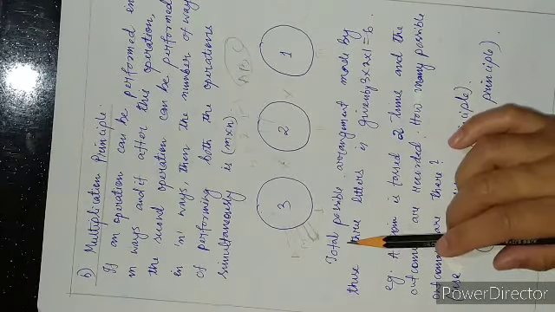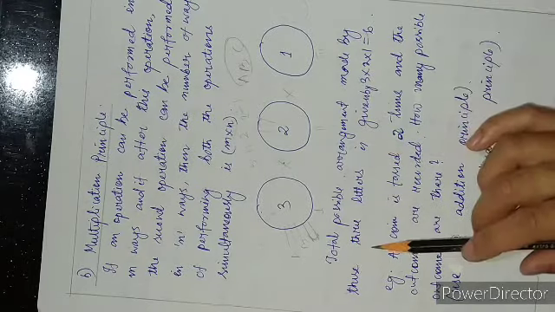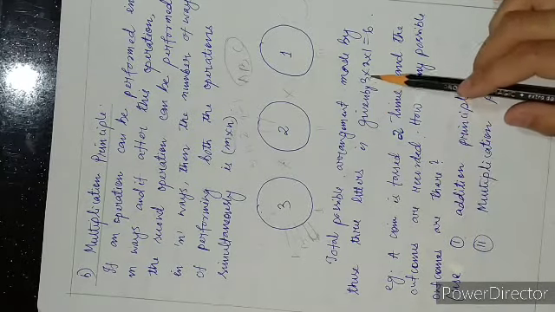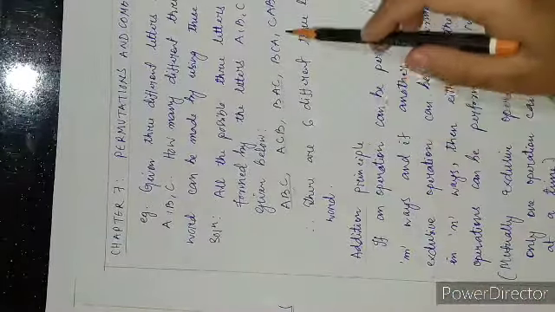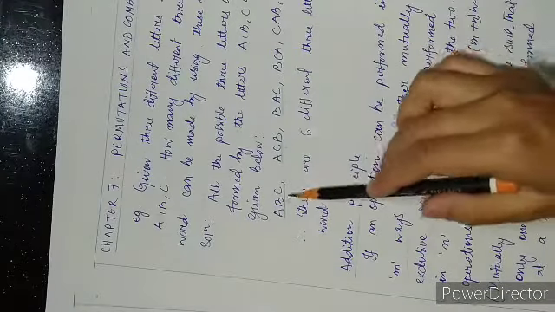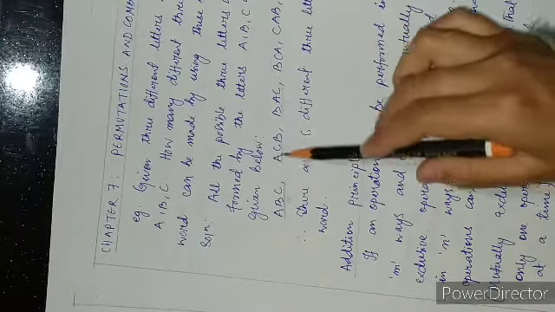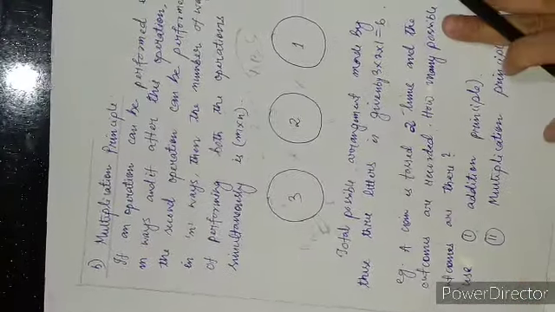By the multiplication principle, the total possible arrangement made by these 3 letters is given by 3 into 2 into 1, which is 6. With the addition principle we would add the possible arrangements of each case, and here too we get 6.